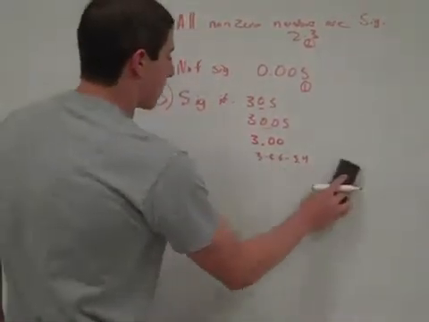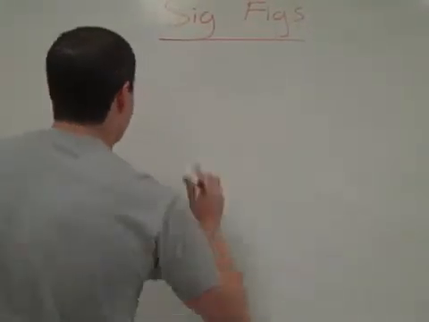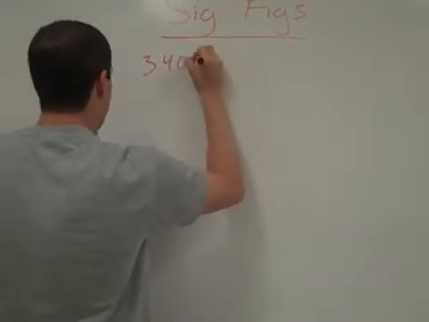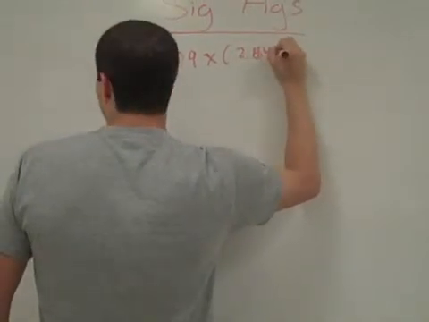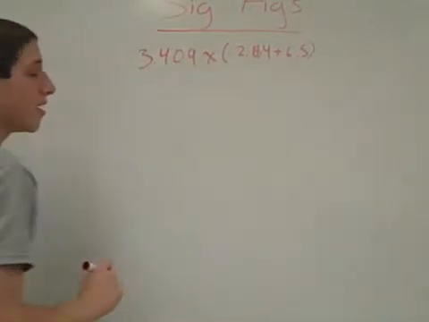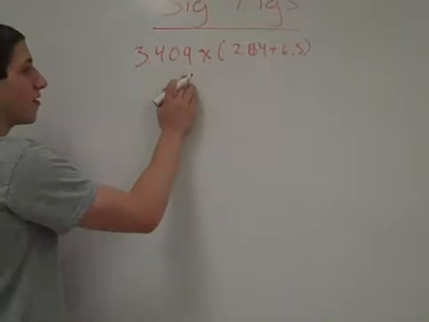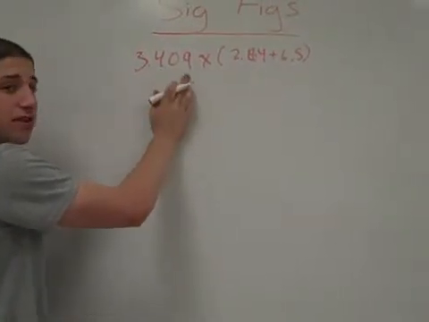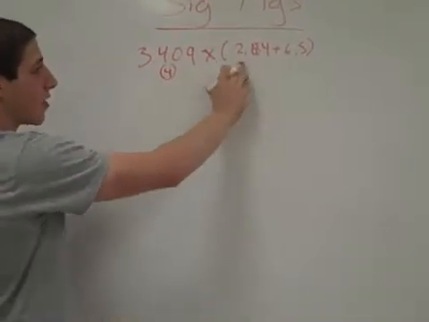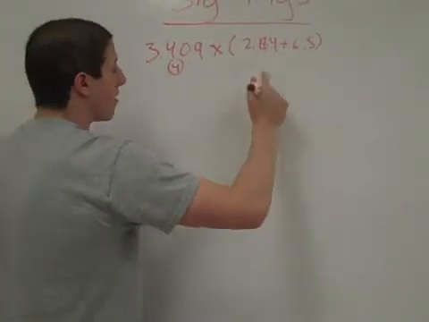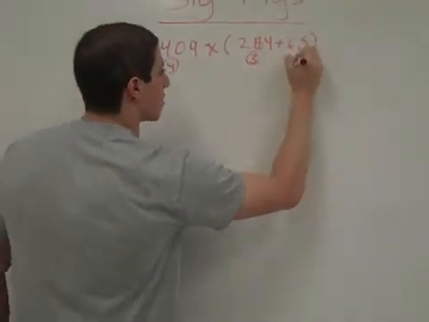Now, an example of a sig fig problem would be 3.409 times (2.64 plus 6.5). In this case, every single number here has its own amount of significant figures. This number right here, because it has a 0 in between two significant figures and it's behind a decimal, has 4 significant figures. Right here, all non-zero numbers are significant, so this has 3 significant figures. This one has 2 significant figures.